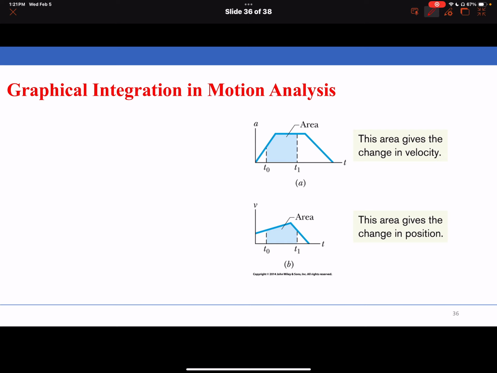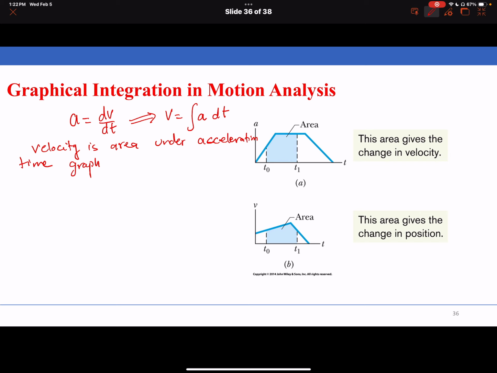How do you use integration in motion analysis? Look at the graph here. Here they're plotting acceleration versus time. How do you get velocity out of that? Remember, acceleration was defined as the derivative of velocity with respect to time. So that tells me that velocity has to be the integral of acceleration over time. In terms of graphical analysis, we will say velocity is the area under the acceleration-time graph.